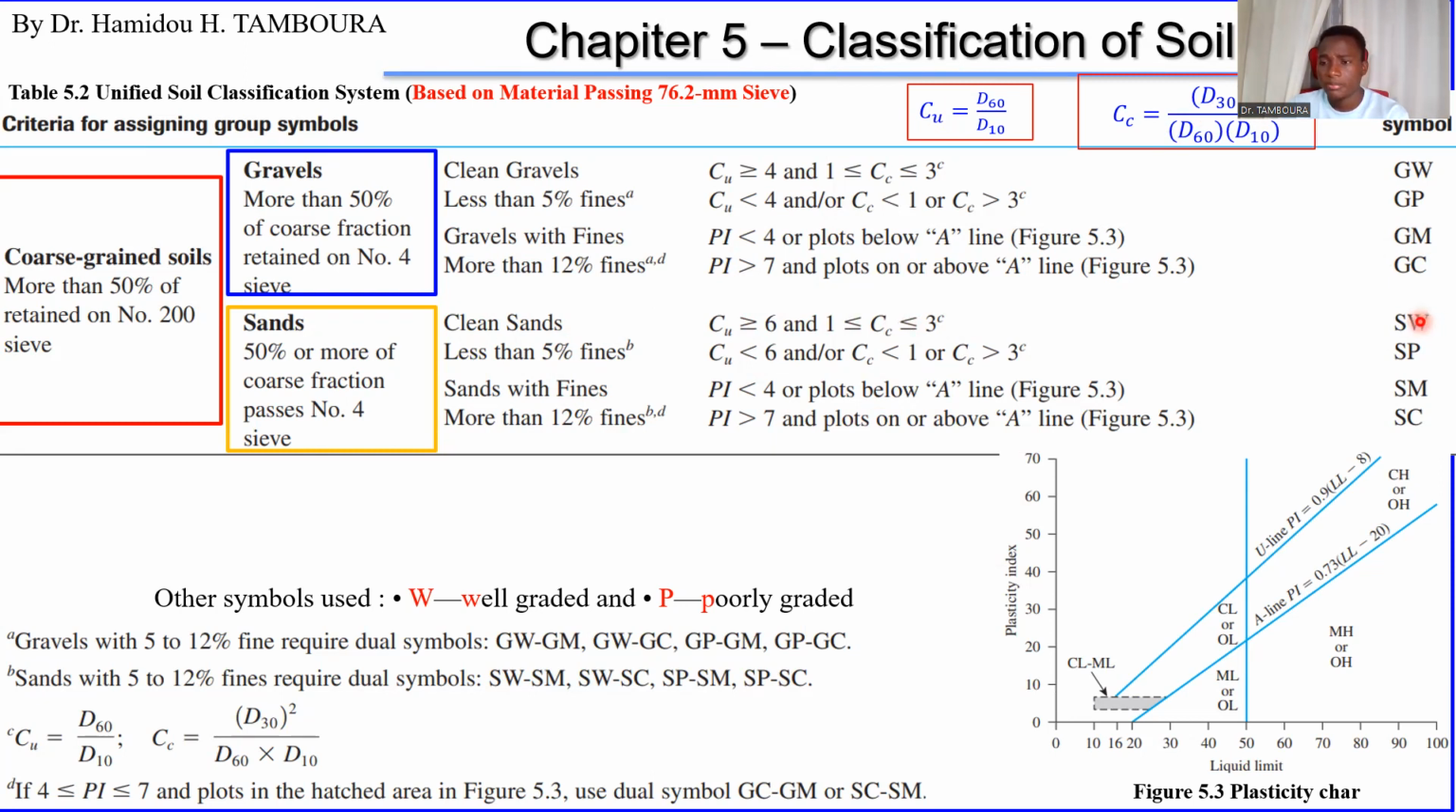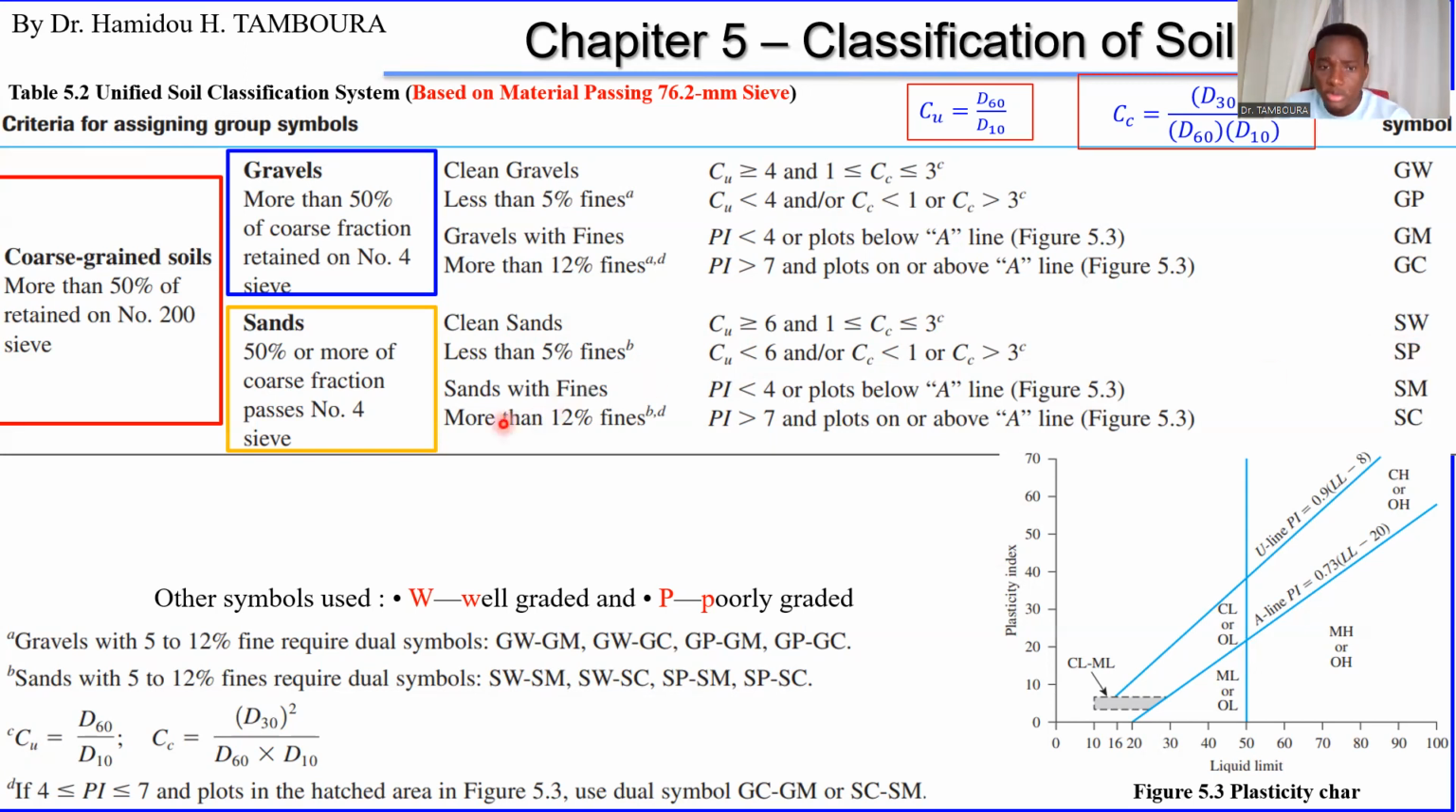Okay? But if you still have a clean sand, but these conditions are respected, coefficient of uniformity less than 6, the CC is less than 1 or higher than 3, then you have poorly graded sand. Clean sand, but poorly graded.